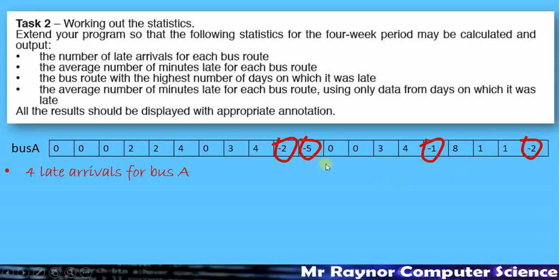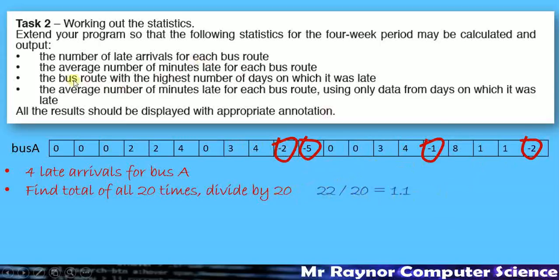Okay. Second point, the average number of minutes late for each bus route. So what we're going to have to do in this case, they mean the average as in using all the numbers, all 20, regardless of positive or negative for this second bullet point. So again, we're using a loop, we'd go all the way through, have a total variable that adds them all up, including the negatives, and if I've done my maths right, that gives us a total of 22. And then because it's an average, we're dividing by how many there are, which is 20, and that should give us 1.1 for bus A.